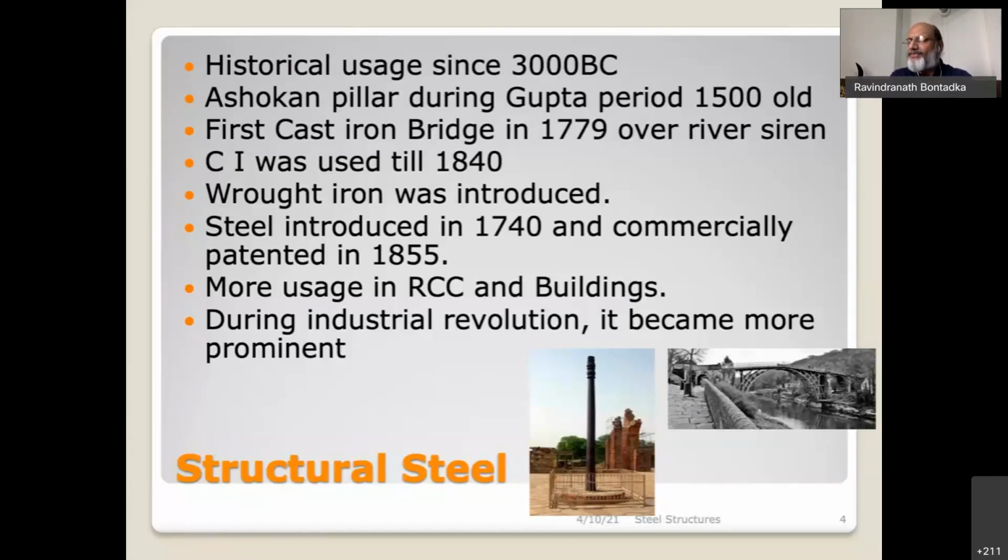Now, more usage of steel is in RCC as reinforcement and also in steel buildings, bridges, and various other usages which we are going to see here. During the Industrial Revolution, it became more prominent because of the construction of various industrial buildings and other buildings also. Steel started gaining importance with that.